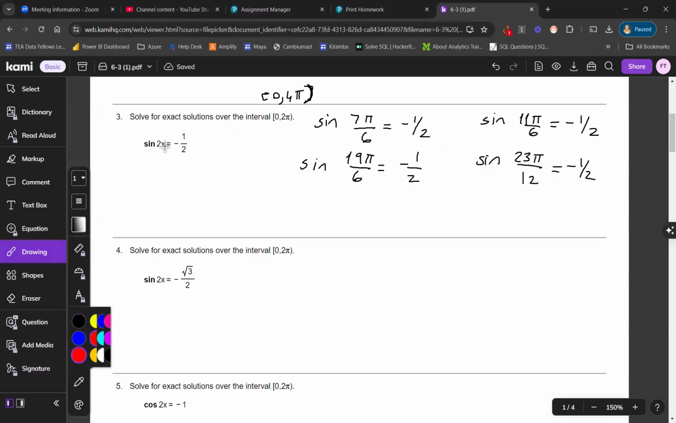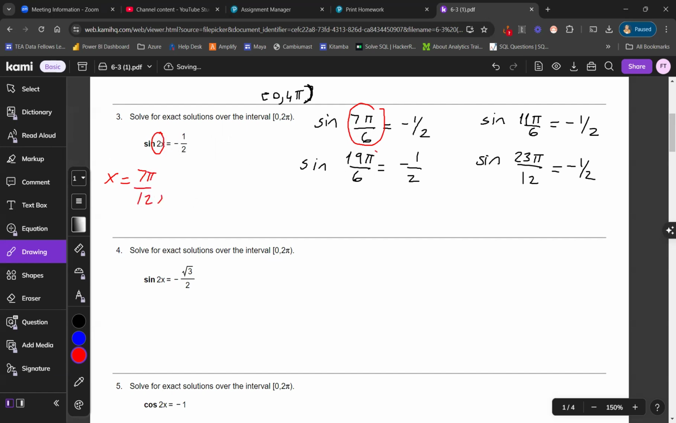Because sine of 2x is equal to this, if this was a 3x, I would set 3x to these angles. But this time, 2x will be set to this. So x will be equal to half of this angle, which is 7 pi over 12.